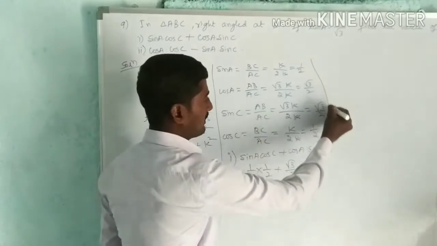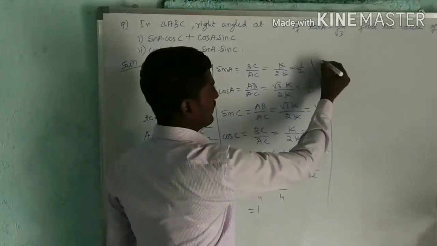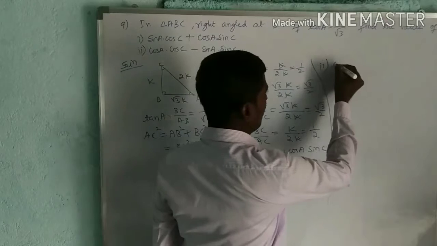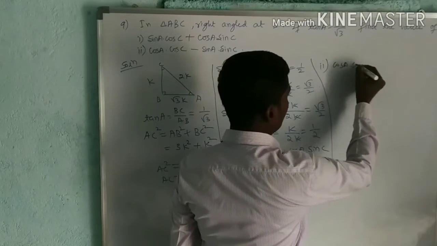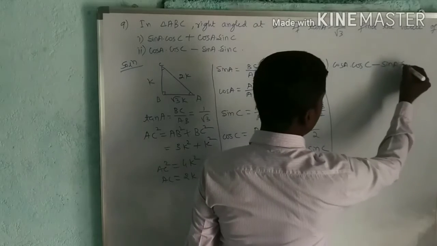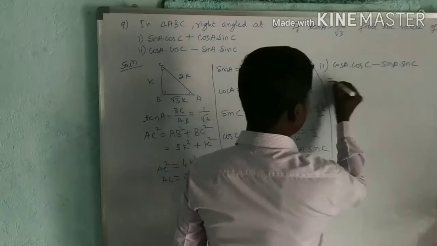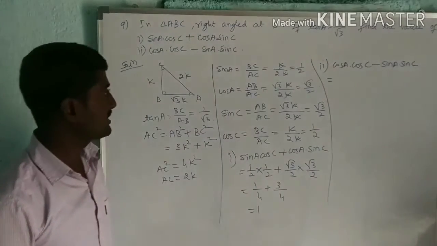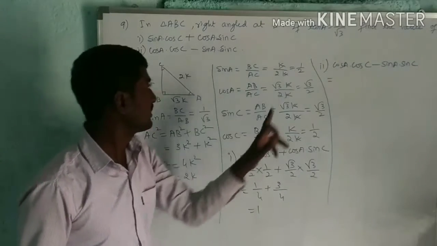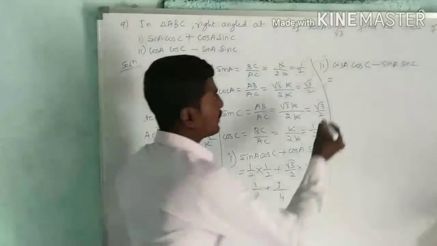Now I'll go for the second one. What is that? Cos A into cos C minus sin A into sin C. That is equal to, let us substitute the values. Cos A value is here root 3 by 2.